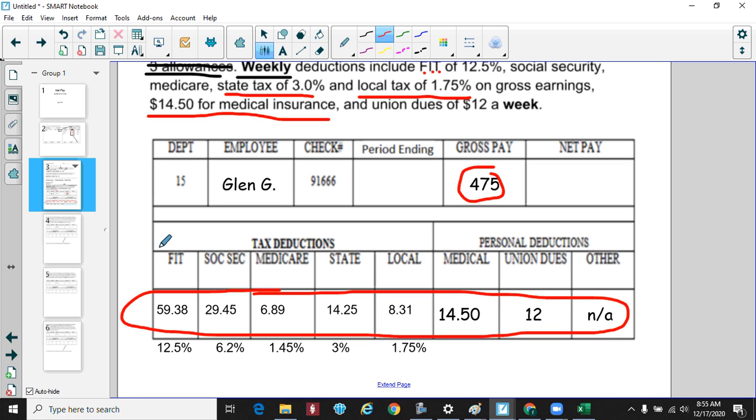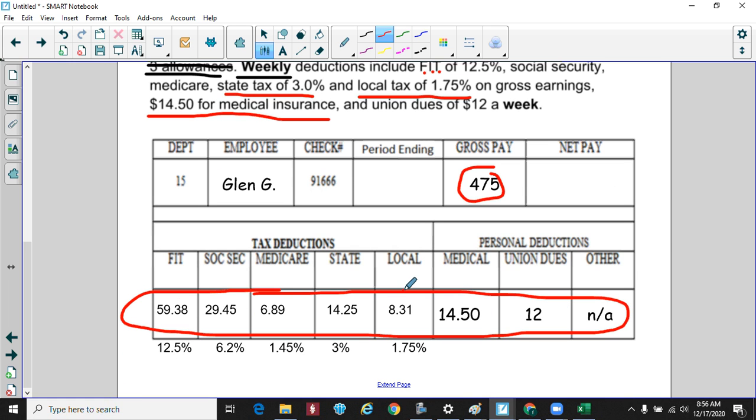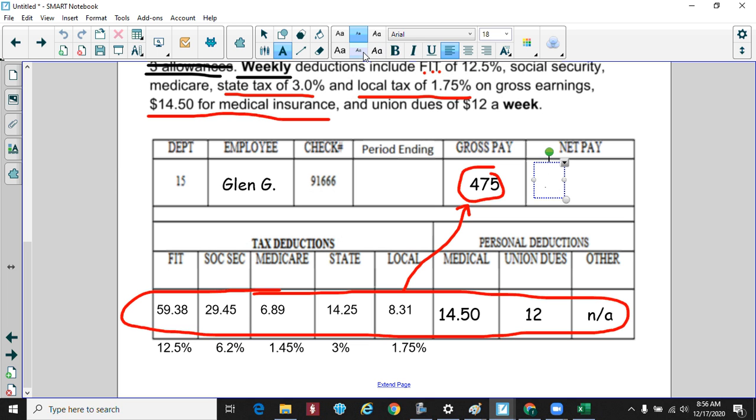Okay? So very simply, what you're going to do is take all of these numbers and subtract them from 475. So 475 minus 5938, minus 2945, minus 689, so on and so forth. And your answer ends up being the net pay, which is how much he's going home with: $330.22.